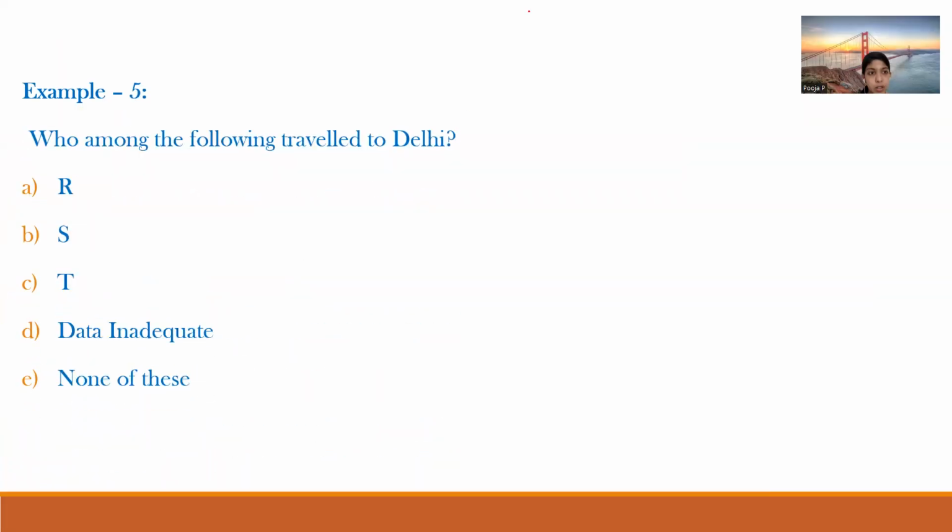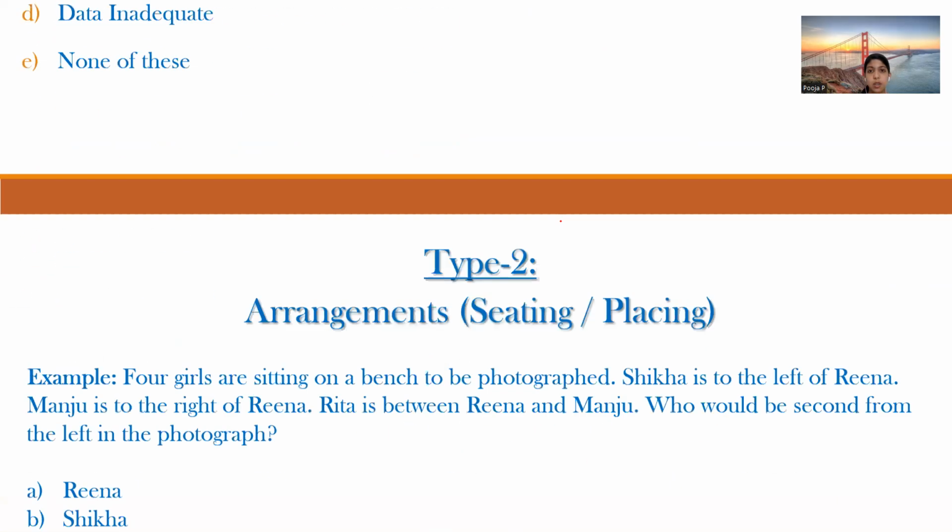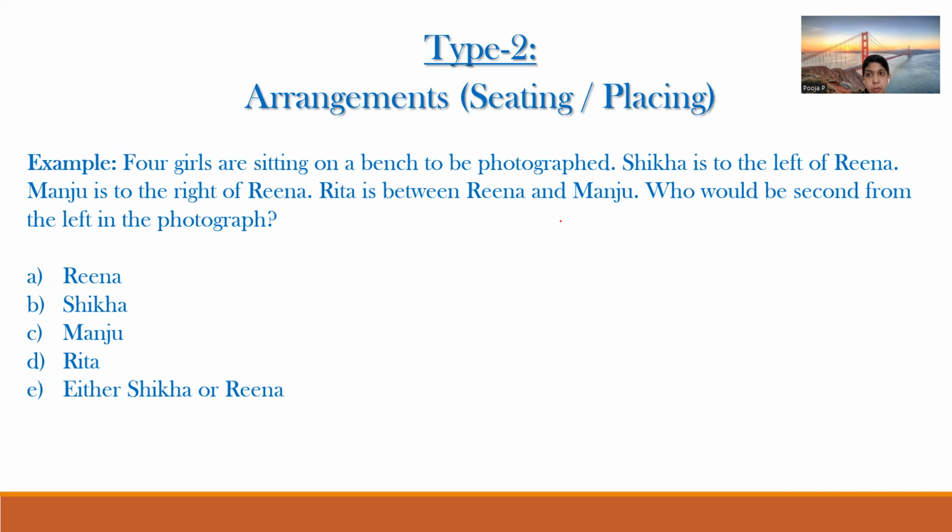Okay, the last question for this example. Who among the following traveled to Delhi? Option C. T. Yes. Okay with all of you? Yes, ma'am. Fine. So that ends with type 1.